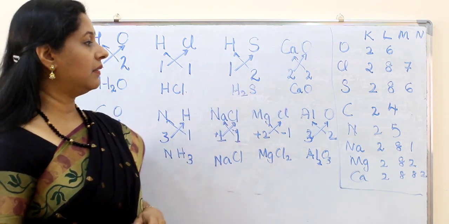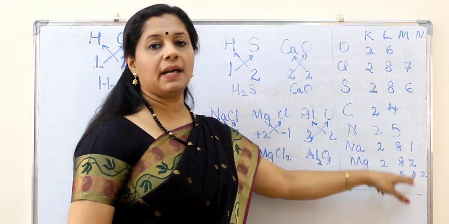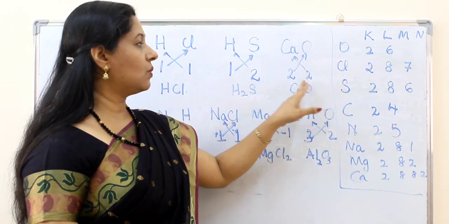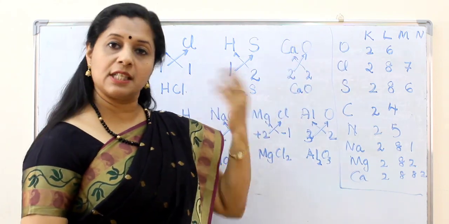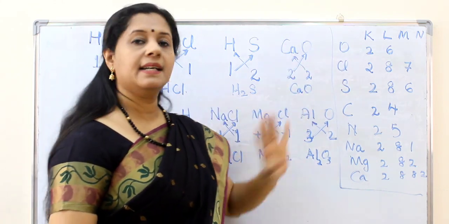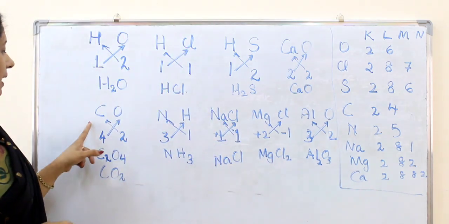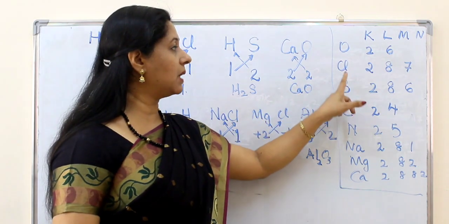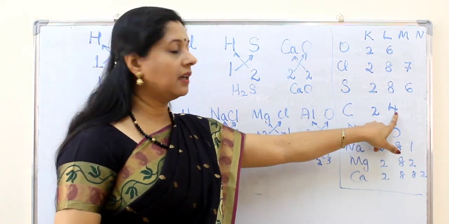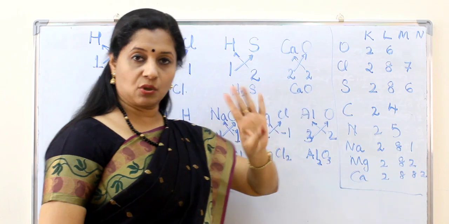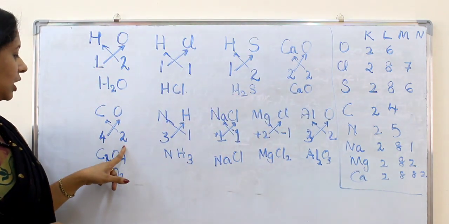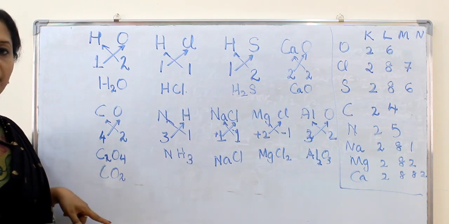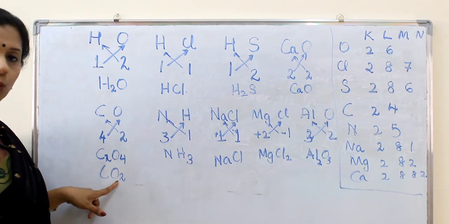Now calcium oxide. We know calcium is 2, 8, 8, 2. So calcium is 2, oxygen already we saw 2. So Ca2O2. So since both are 2, if you simplify you will get CaO. Carbon dioxide, look here, carbon has 6 electrons, 2, 4. Out of that 4 in the outermost shell means valency is also 4. Whereas oxygen is 2. So we will write C2O4. But there is a simplified formula we have to write, so it will become CO2.